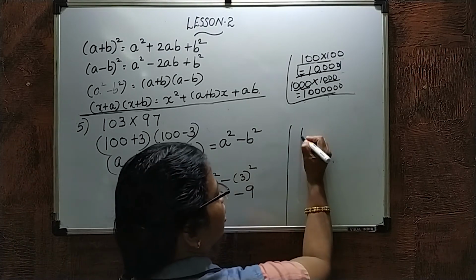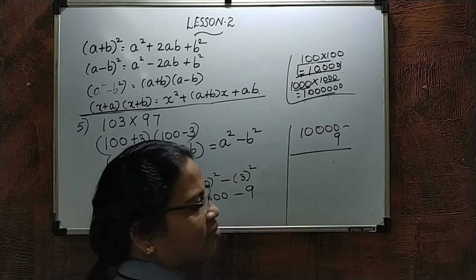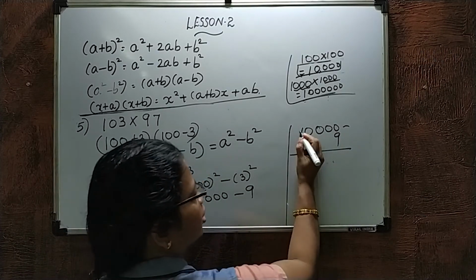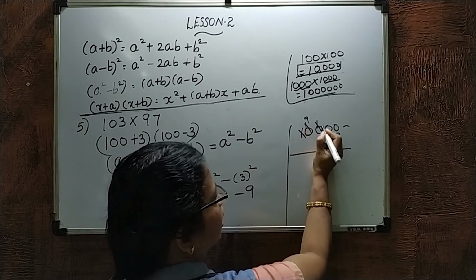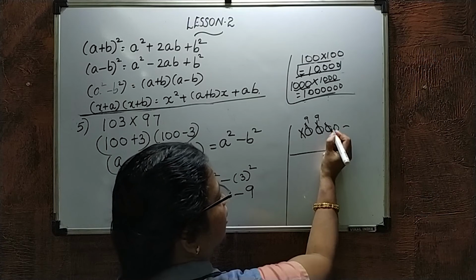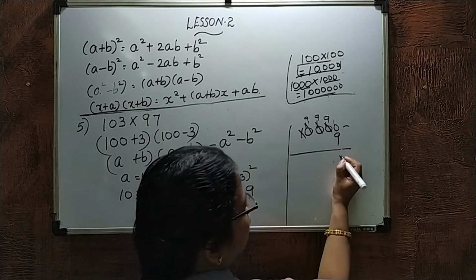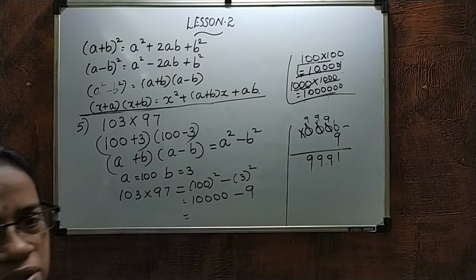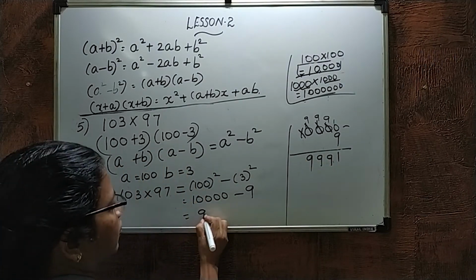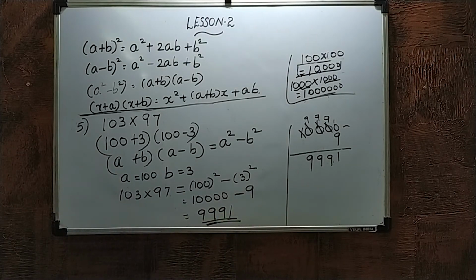Here it will be 10,000 minus 9. Right? What is the next step then? Here you will get 10, here it will be 9, here it will be 10 and here it will be 9. You know all these things, that's why. Here it will be 9,991, that will be your answer. Okay.